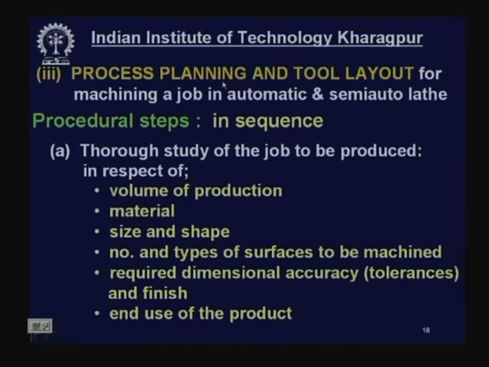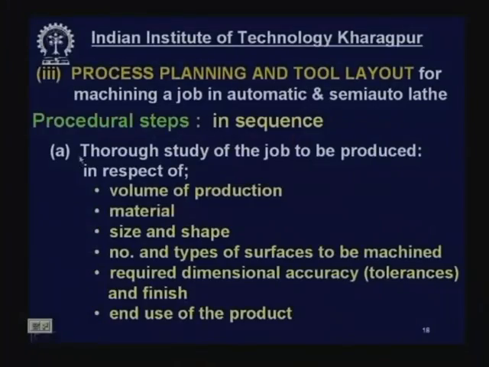Now, next is process planning and tool layout for machining a job in automatic and semi-automatic lathe. There are certain procedural steps in sequence. Now, what does it mean? That a job has to be machined in large number, say 2000 pieces. So, you have to make a process planning, select the cutting tools, machine tool, and the blank, and then tool layout, all these things.